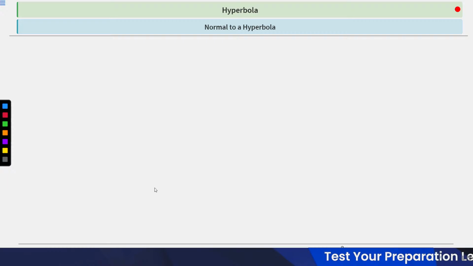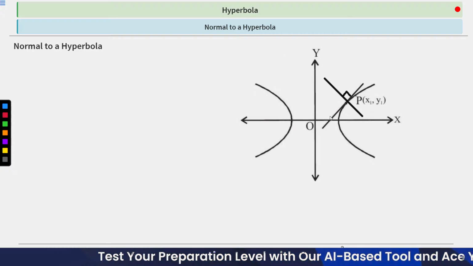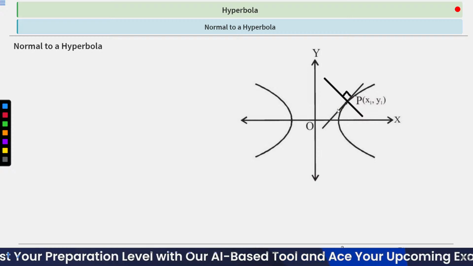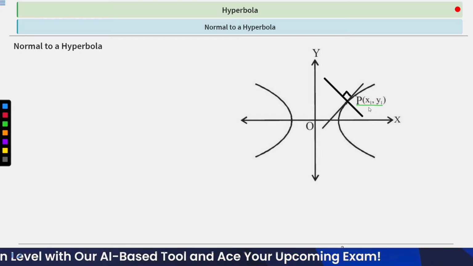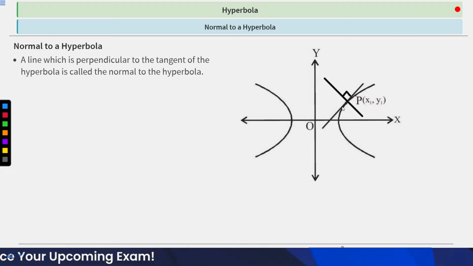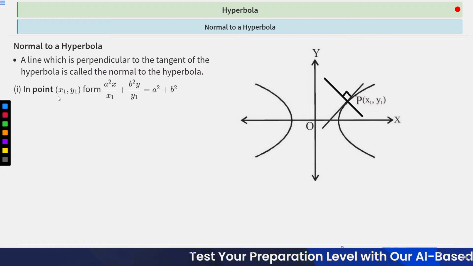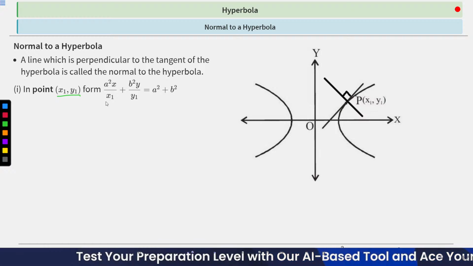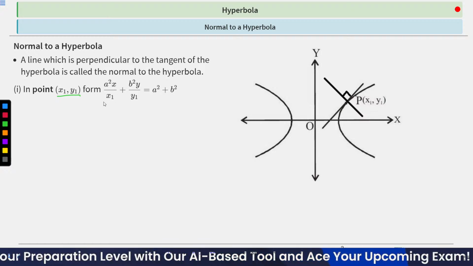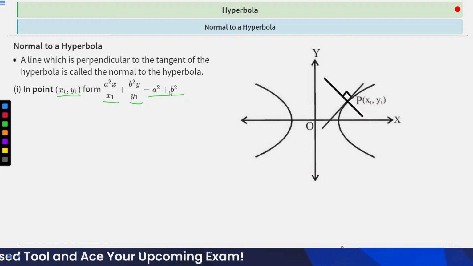Now, normal to a hyperbola. This is nothing but a line passing through the point P and perpendicular to the tangent. A line which is perpendicular to the tangent of a hyperbola is normal to the hyperbola. Simple. In point (x1, y1) form, the normal equation will be a square x by x1 plus b square y by y1 is equal to a square plus b square.